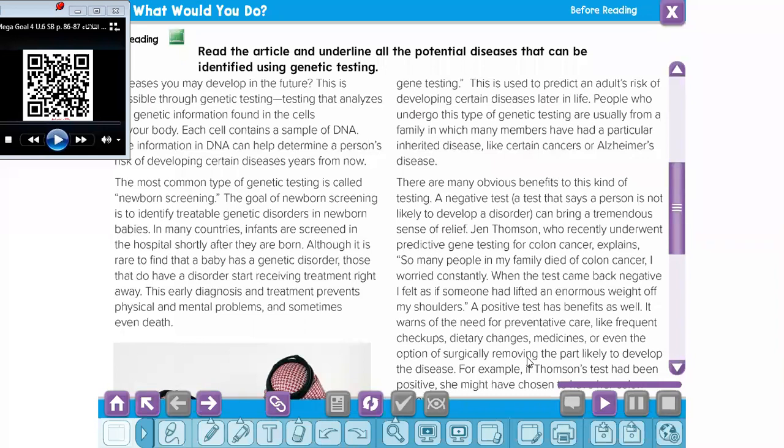Yes, sir. What does it mean, this phrase, preventative care?